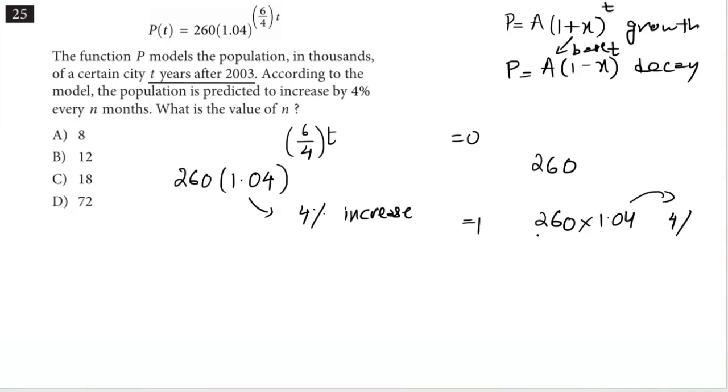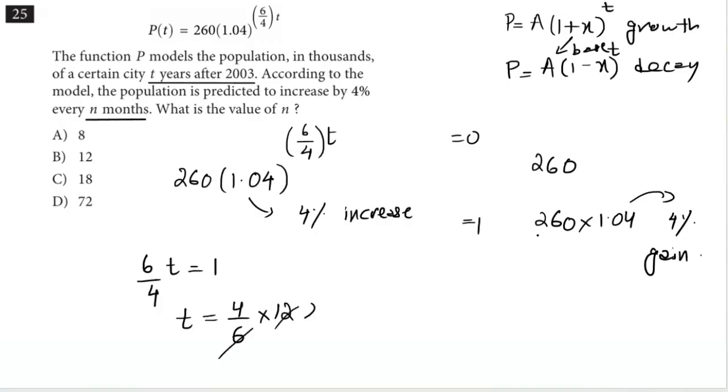So I need to put this power, 6 divided by 4t, which is in years, equal to 1, and t equals 4/6. But remember, this is in years, so I need to multiply this by 12 to make it months, since n is in months. 6 twice, this is 8 months. Let's see which option works. A is the correct answer.